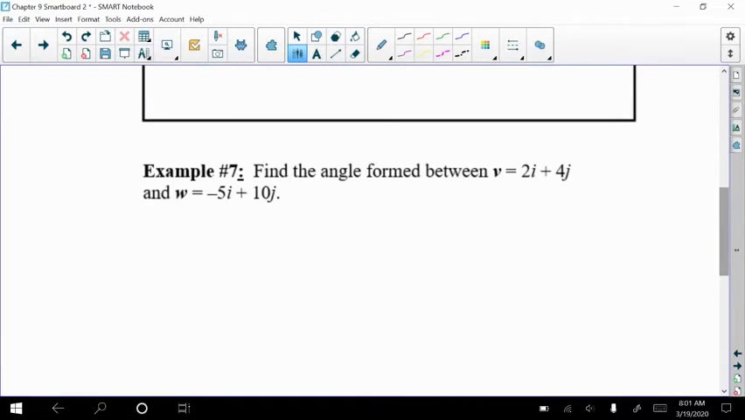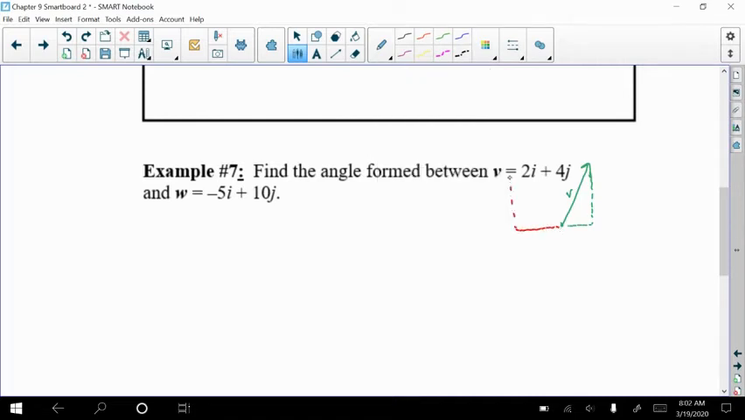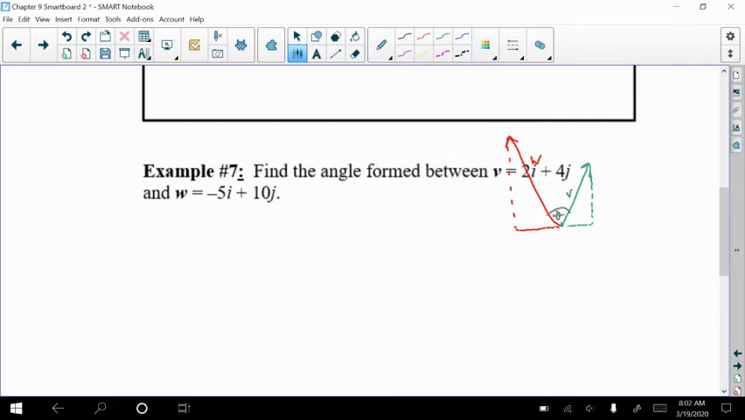It says find the angle formed between these two vectors. So if I think about this point right here, and I go over 2 and up 4, so right here is vector v, and from that same point, if I go over negative 5 and up 10, I'm not really sure drawing the scale here. So there's vector w. Now, on appearance, this angle in between certainly looks acute, right? Oh, how cute. But I can't really make that assumption. So what I'm going to do is I'm going to set this up as saying, okay, well, the cosine of theta is equal to the dot product divided by the product of the magnitudes.